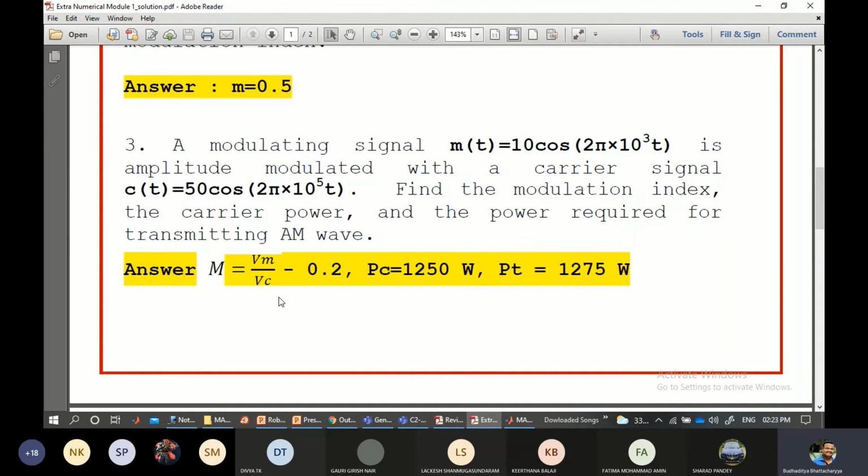So we knew that there is another way of representing the modulation index, and that is nothing but the ratio of the amplitude of the modulating signal to that of the carrier signal. So Vm by Vc is nothing but this. What is Vm? Vm is 10 divided by Vc, the amplitude of the carrier, which is 50. So 10 by 50, you will get 0.2. This is what we are observing with respect to the modulation index. Now naturally we can go back to our formula for the carrier power.